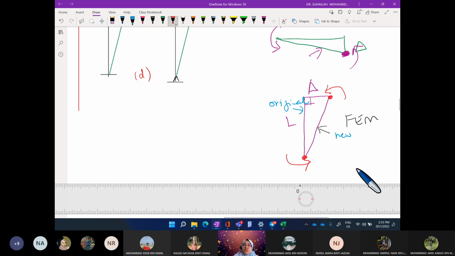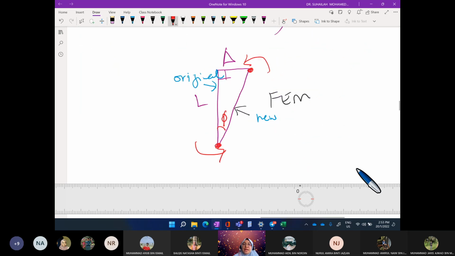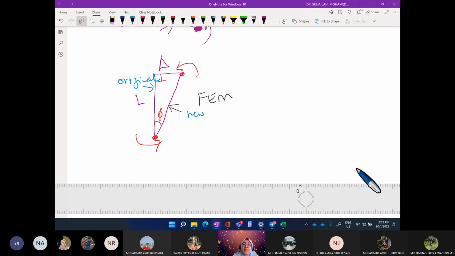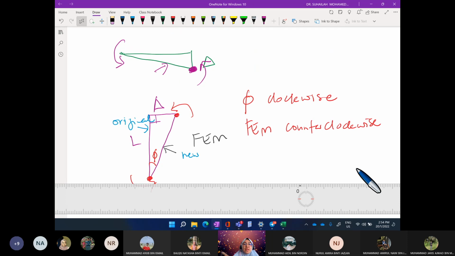Whenever the chord rotation, actually here we can measure the chord rotation, the angle. So we can actually conclude that when angle is positive, FEM is negative. That is how we conclude the relationship between FEM and the angle. So chord rotation clockwise, FEM will be counterclockwise. So same goes to beam. From original is horizontal, new one is the inclined one. The angle is positive, FEM is negative. So we have to understand about that.